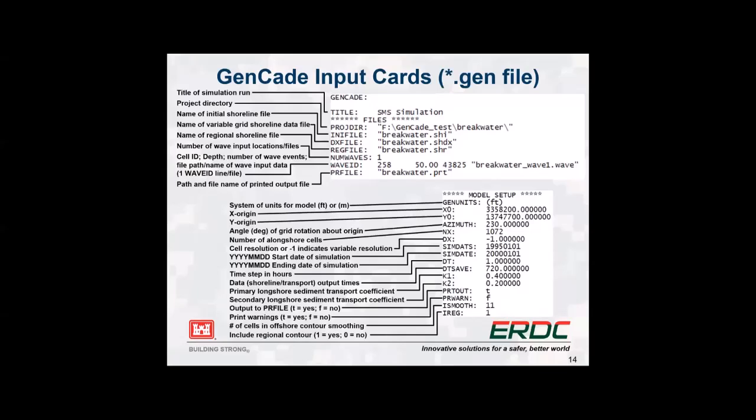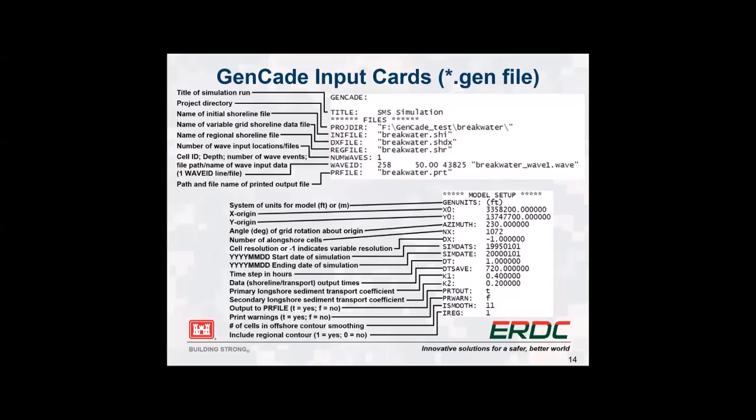Here is, this is kind of a wordy slide, but here is an example GenCade file. You have your title, the location of the files. If you get files from somebody else, you'll have to change some of these things. So the project directory will need to be changed.